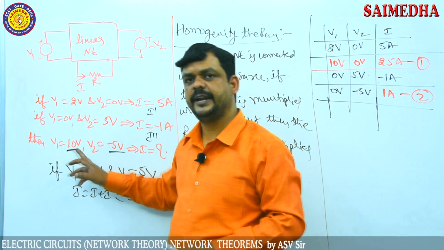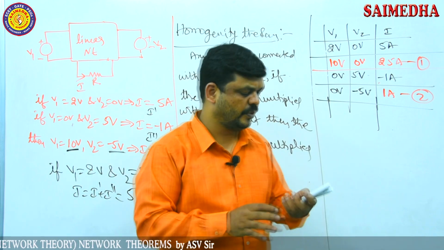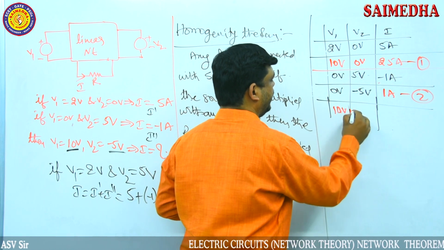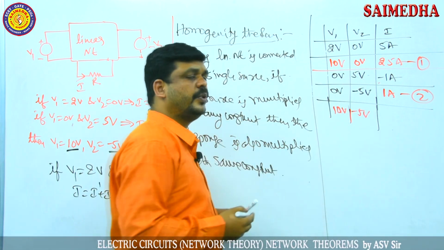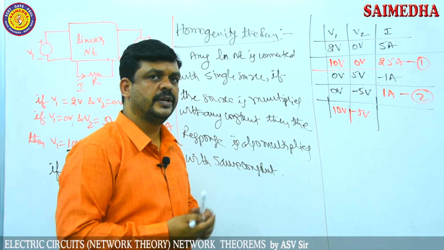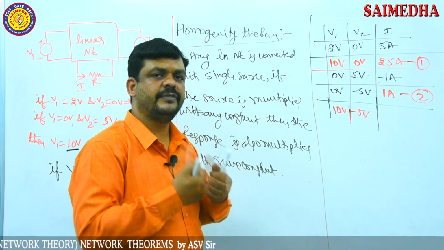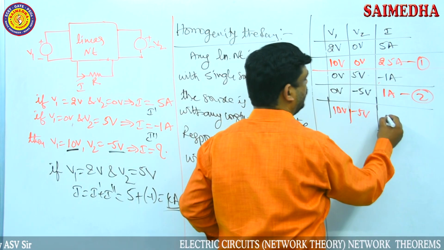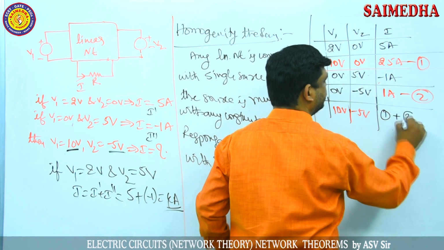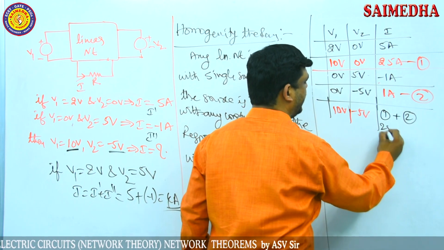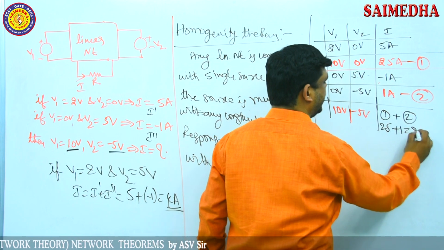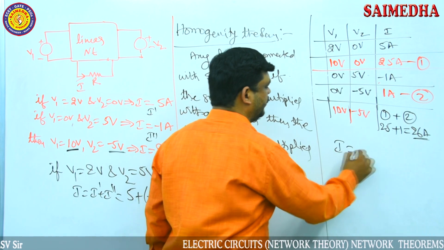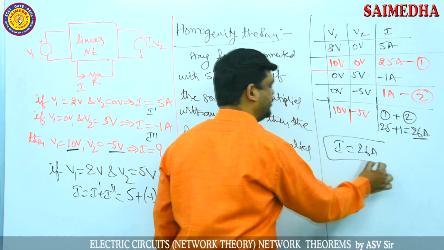Now both are connected. V1 is 10 volts and V2 is minus 5 volts. Both the sources are connected to the given network, so two sources are activated. Then we require the total response. From the superposition theorem, the total response is equal to the sum of individual responses. One is 25 amperes and another is 1 ampere, so it becomes 26 amperes. So according to the given problem, the answer is 26 amps.